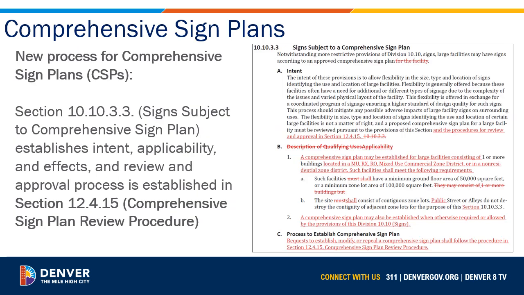One of the most significant changes to the sign code is a revised process for establishing a comprehensive sign plan, or CSP. Section 1010.3.3, signs subject to a comprehensive sign plan, establishes the intent, applicability, and effect of a comprehensive sign plan, with the review and approval process detailed as a new zoning procedure in Section 12.4.15, Comprehensive Sign Plan Review Procedure.